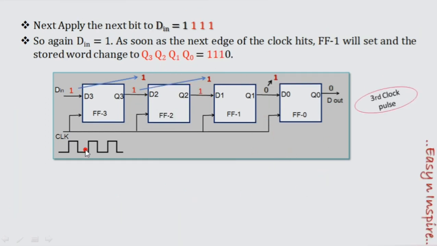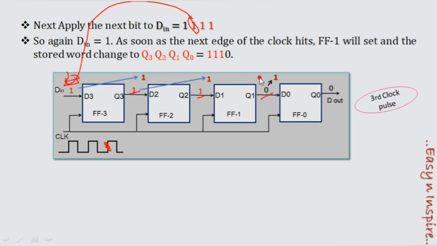Now, after the third clock pulse: the first clock pulse is completed, the second one is completed, now the third one. At this point, my previous outputs are 1, 1, 0, 0. So now this one is going to be applied as input to the first flip-flop. First means this one. So for this flip-flop, consider this one.